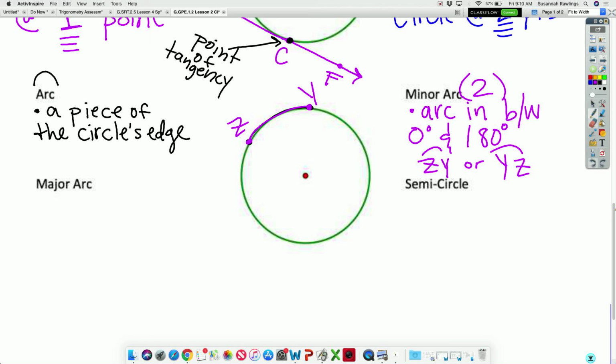Okay, anybody remember what a semicircle is? That should not be a new word. It's half a circle, so how many degrees is half of a circle? 180, very good. So this is an arc of 180 degrees. An arc of 180 degrees, also half a circle.